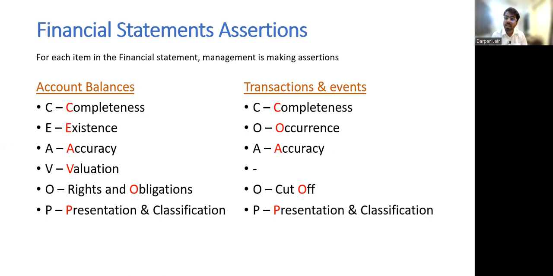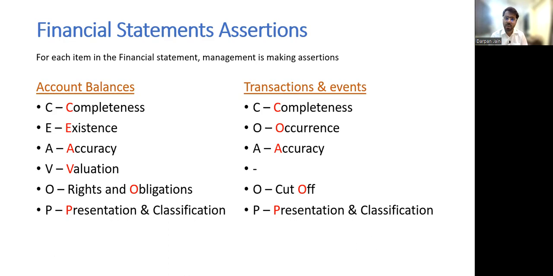Next, V, valuation. You want to see whether the value that is being shown is the appropriate value or not. The value of the land which is being shown, or the value of the trade receivables, or the value of the inventory, whether that value is the appropriate, correct value. The management is making an assertion that the land is valued at 15 lakhs. But you as an auditor need to check whether that value is correct or not. That is nothing but a check for valuation.